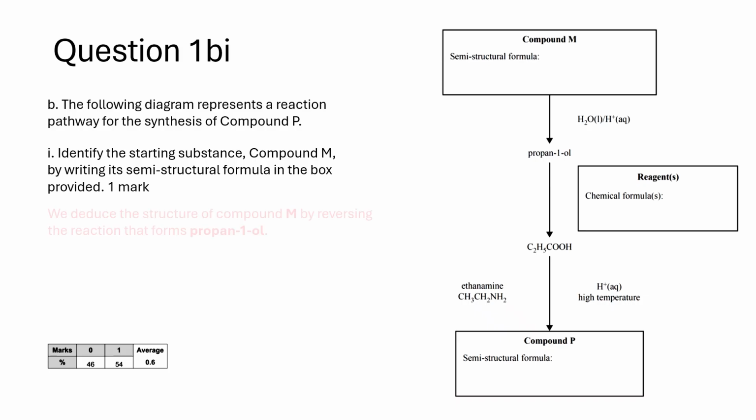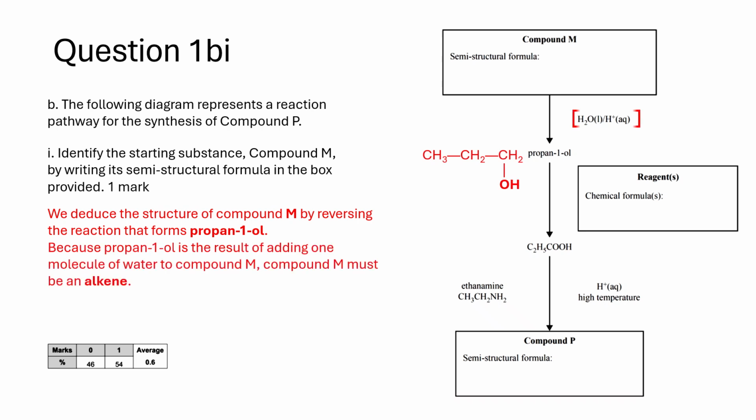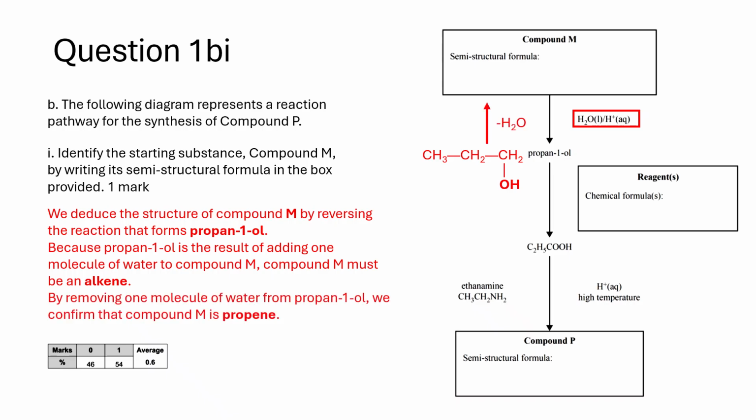We deduce the structure of compound M by reversing the reaction that forms propan-1-ol. Because propan-1-ol is the result of adding 1 molecule of water to compound M, M must be an alkene. By removing 1 molecule of water from propan-1-ol, we confirm that compound M is propene.